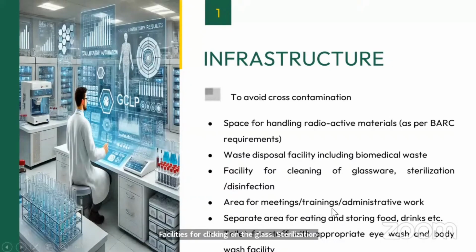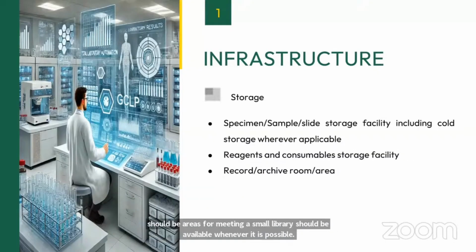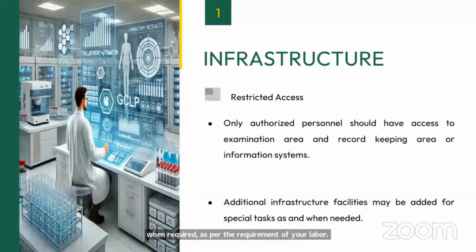There should be separate areas for meeting, training and administrative work. There should be separate areas for eating and storing of food and drink. There should be appropriate toilet facilities for the staff, and eye wash and body wash facilities. If possible, there should be areas for meetings, and a small library whenever possible. There should be appropriate facilities for storage of food items, reagents, chemicals, documents, records, slides and specimens, as required by your laboratory. And then finally, there should be a restricted area.